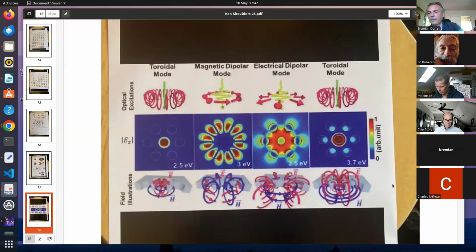This is showing different interactions, essentially, with the different toroidal modes. Magnetic dipolar mode, electric dipolar mode, toroidal mode, optical excitation, and field illustrations, with the energies associated with it. Yeah, 2.5 electron volts, and so frequencies embedded in the energy distribution, obviously.